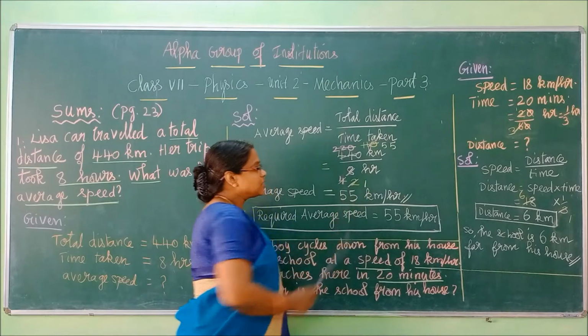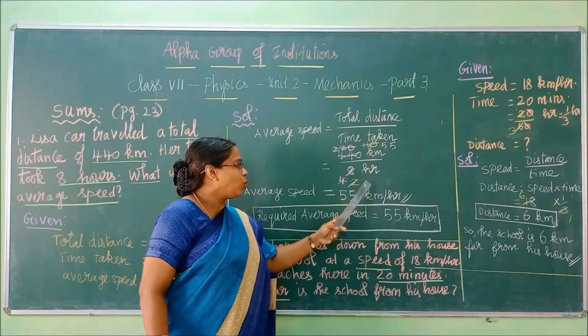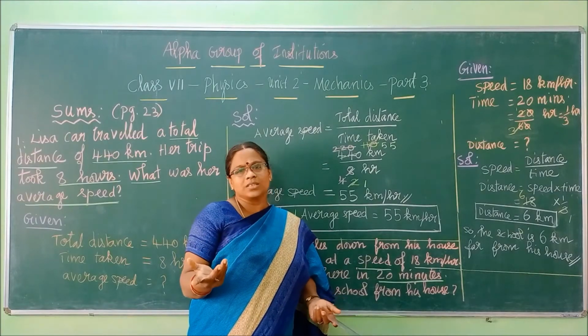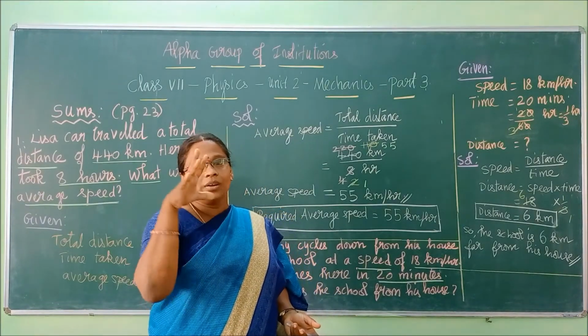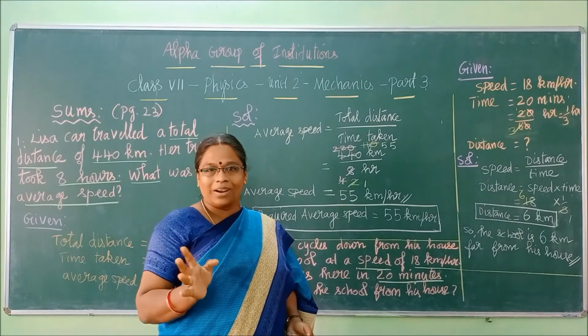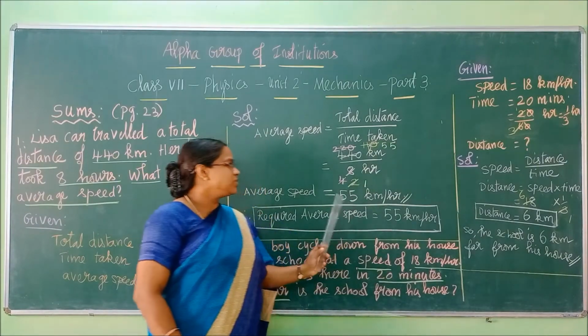So what is your answer? 55 by 1. So anyhow, denominator 1 will not be considered as one fraction. Your number is understood as 55 by 1, right? So 55 is the answer.